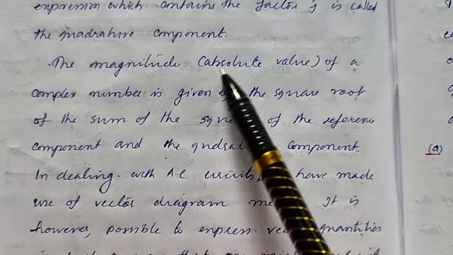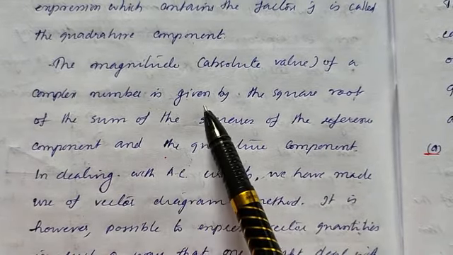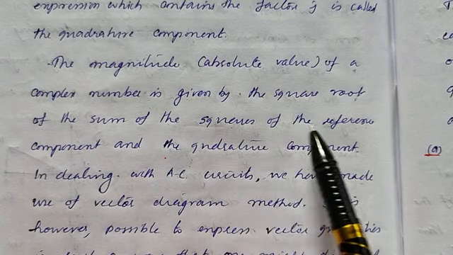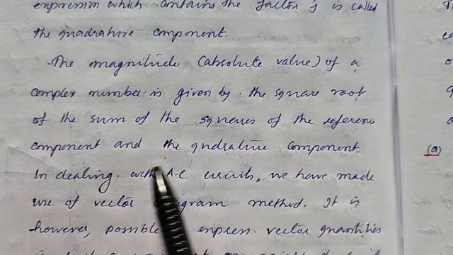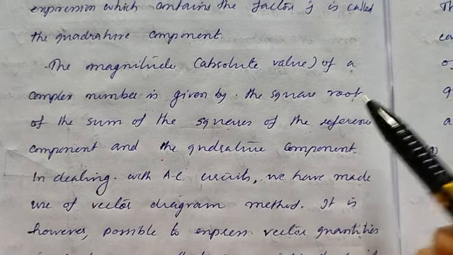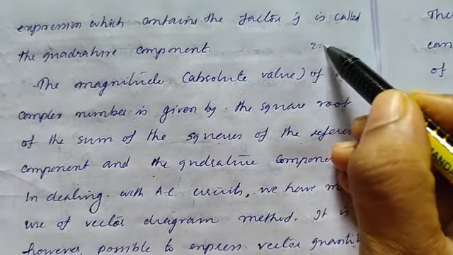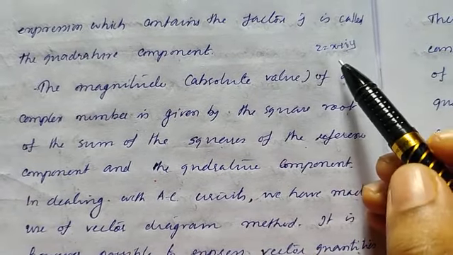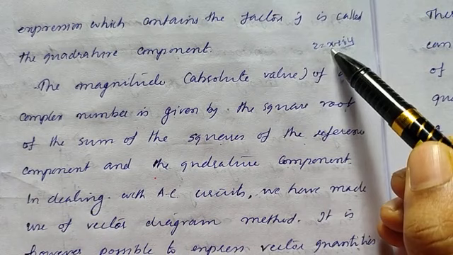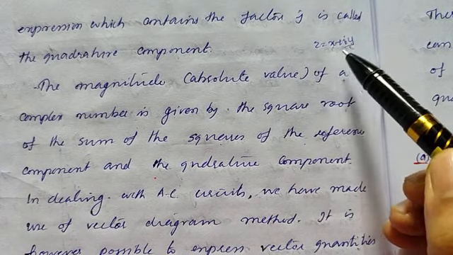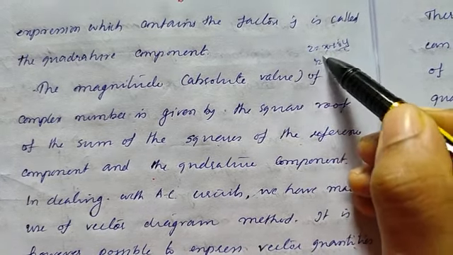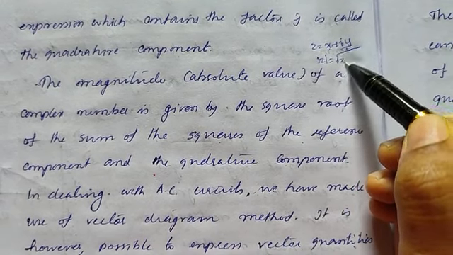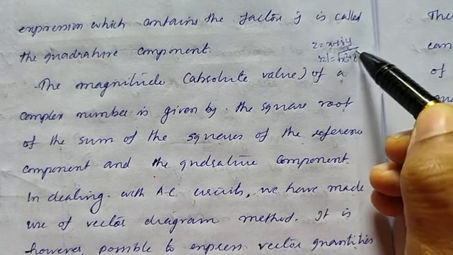The magnitude, that is the absolute value of a complex number, is given by the square root of the sum of squares of the reference component and quadrature component. That is, if z is equal to x plus iy is the complex quantity, this is the reference component and this is the quadrature component, and the magnitude of z is the square root of the sum of their squares.